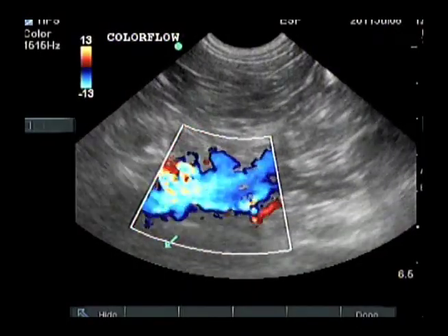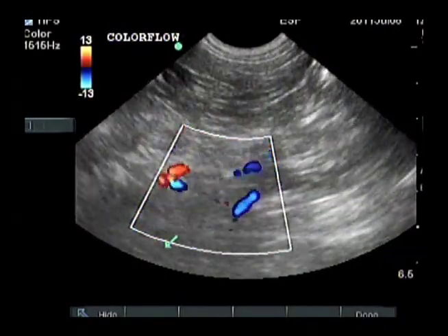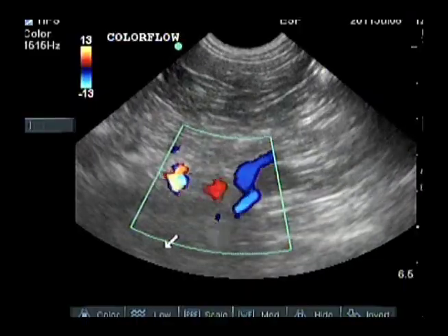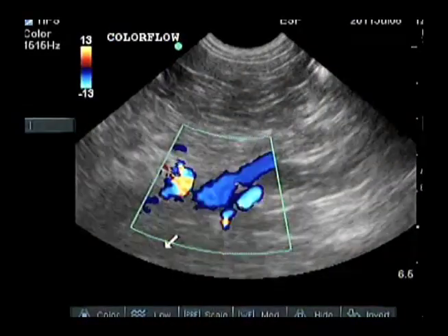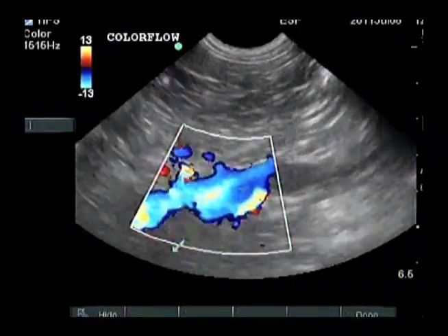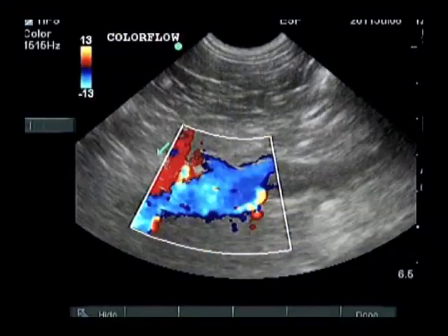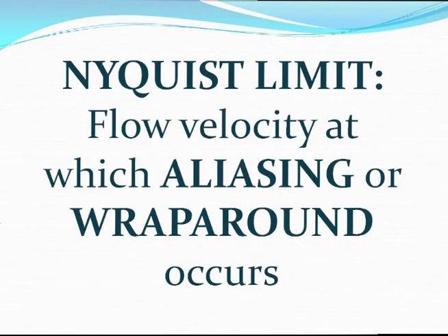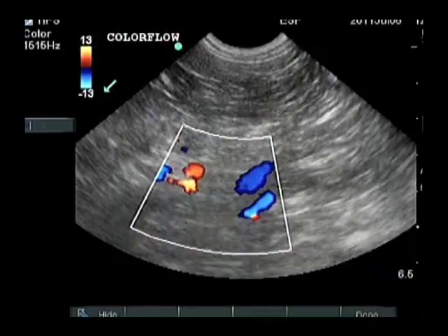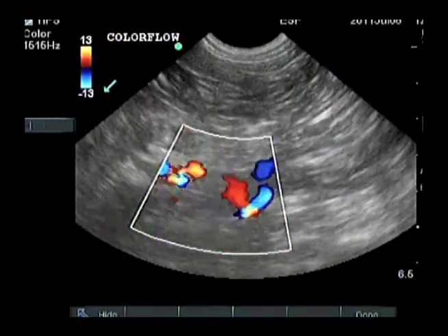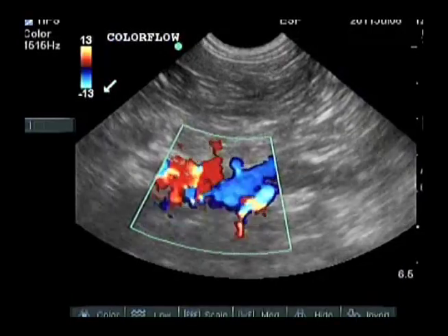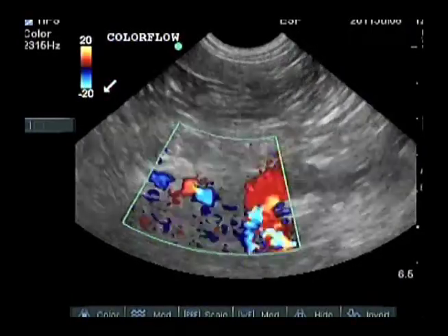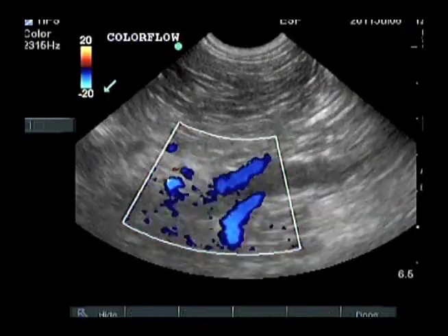Ideally, we would like Colorflow Doppler to show pure blue for blood flow away from the transducer and pure red for blood flow toward the transducer. The Nyquist limit is the flow velocity at which aliasing or wraparound occurs. In Colorflow Doppler, aliasing is a change of colors indicating flow exceeding the Nyquist limit.